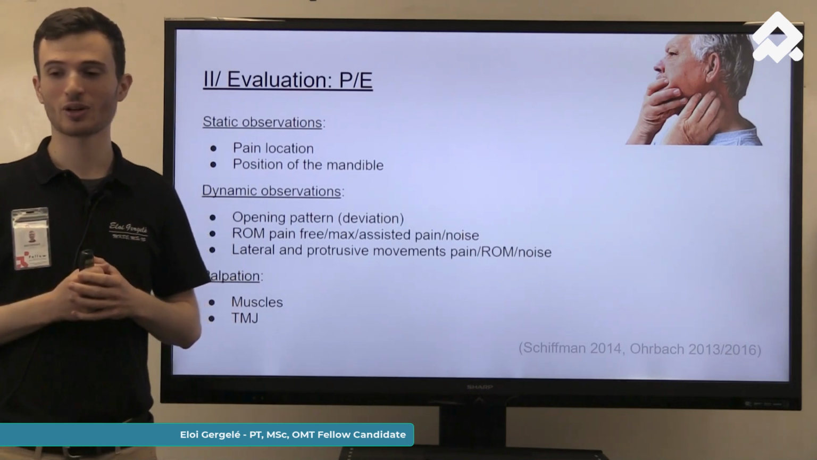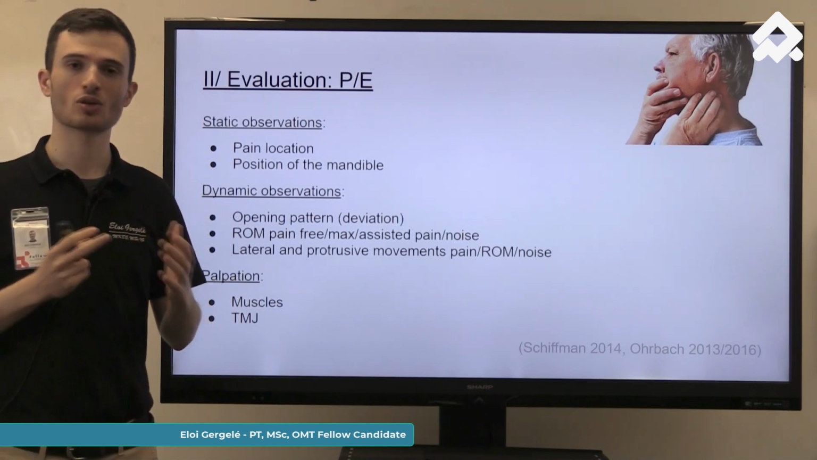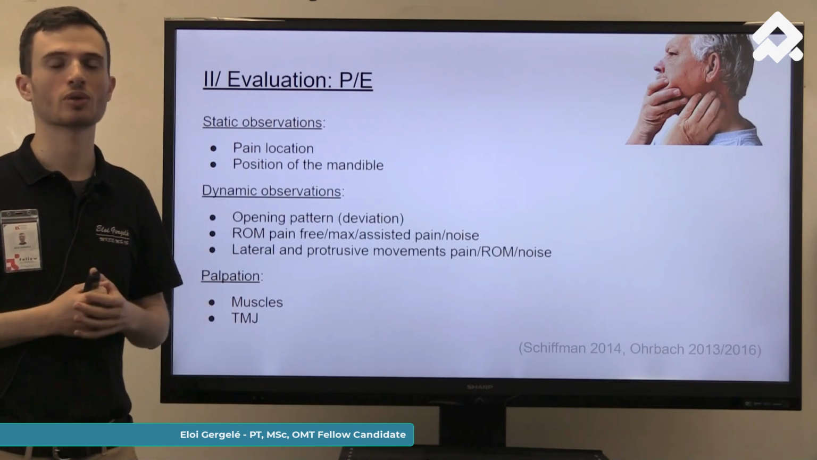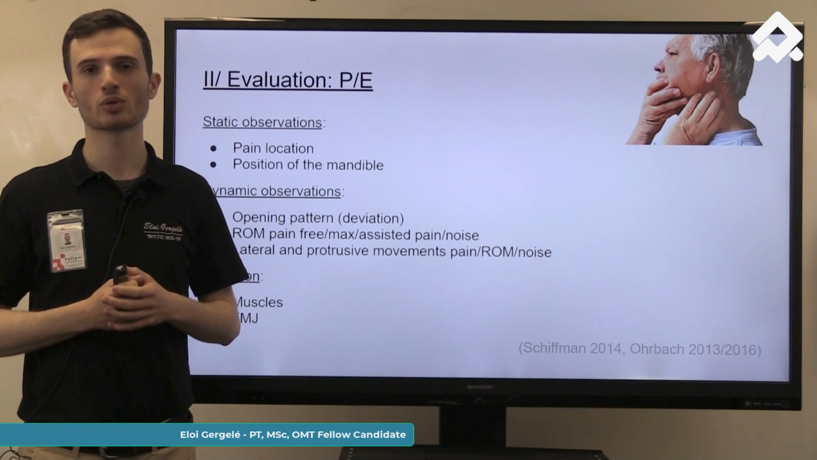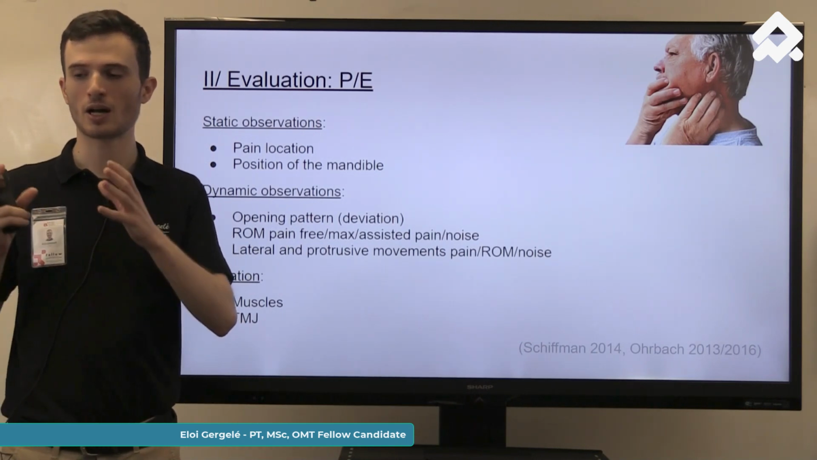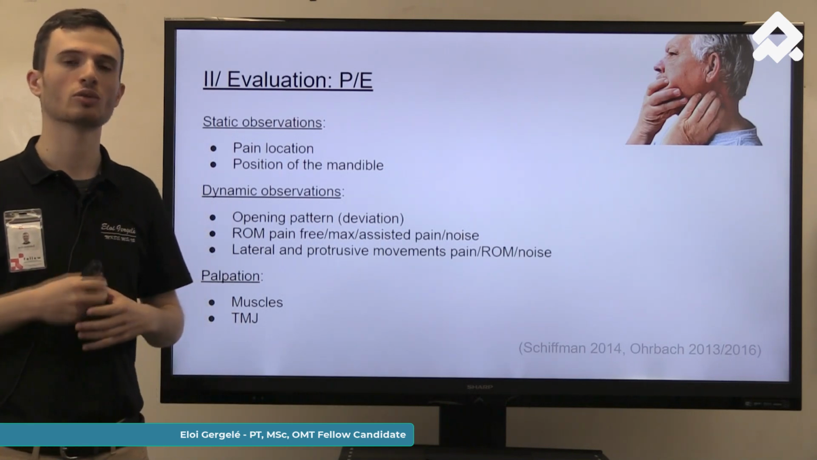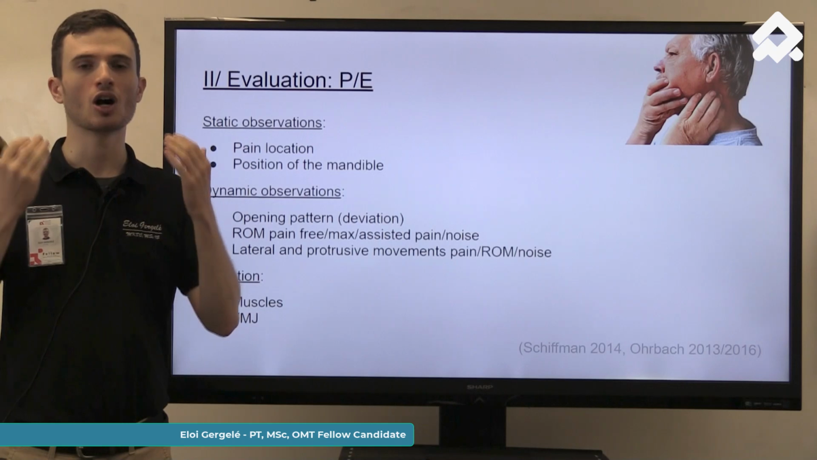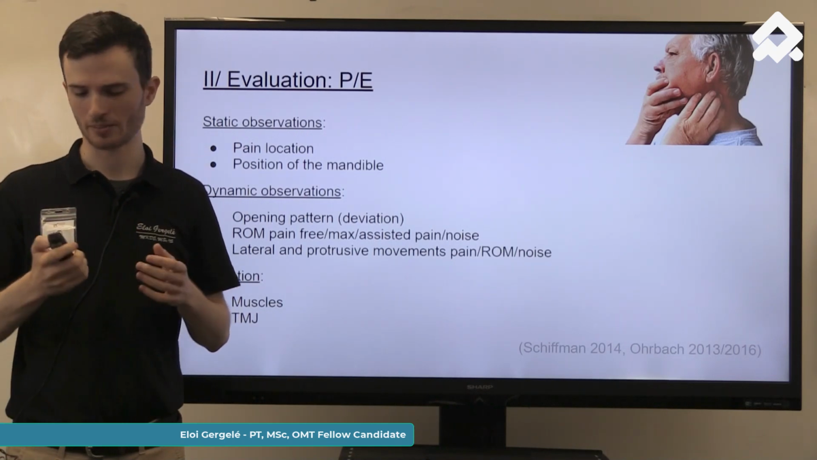And finally, we are going to palpate the muscles and the TMJ in order to confirm that we are able to reproduce the patient's main complaint. This is a short examination, and we can add other tests, especially on the cervical spine.